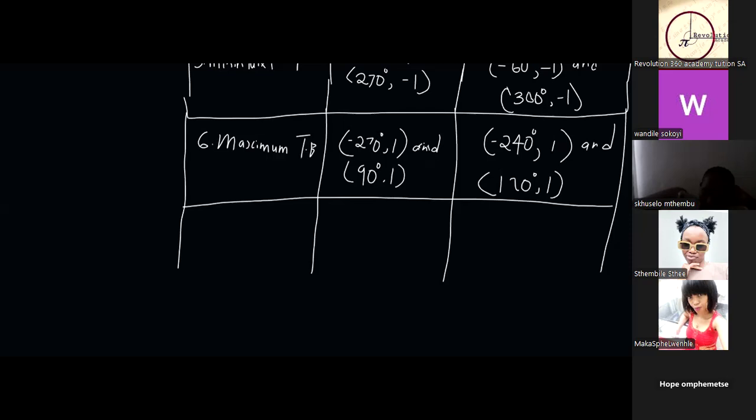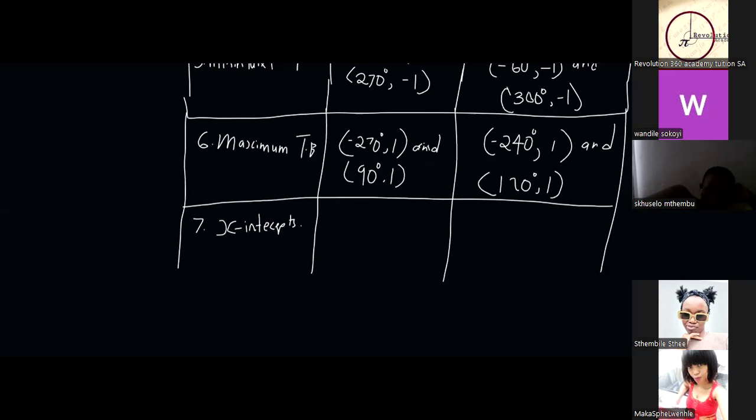Number 7, we are now speaking about what? My x-intercepts. So when I speak about x-intercept in maths, x-intercept is a point on the graph where the graph passes on the x-axis. So with regards to this one, that's negative 360 degrees and 0. Followed by negative 180 degrees and 0.